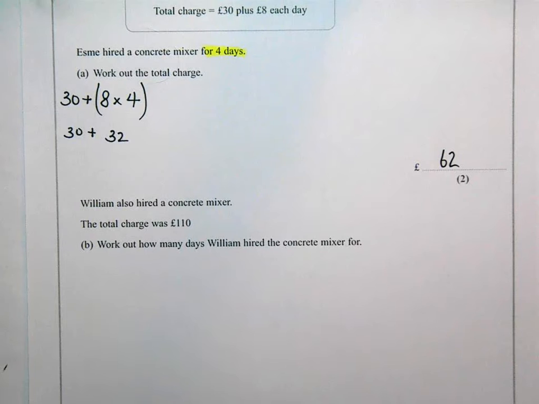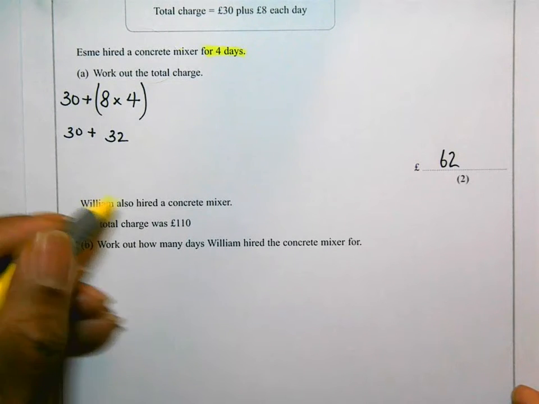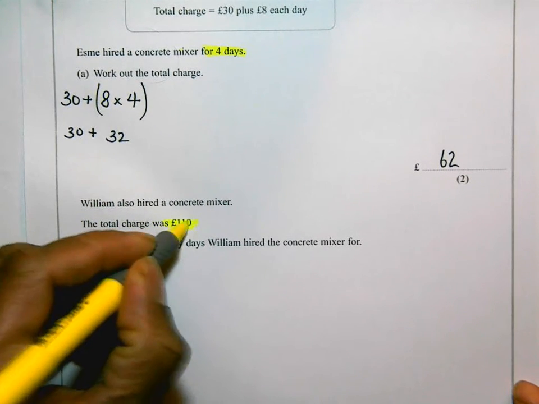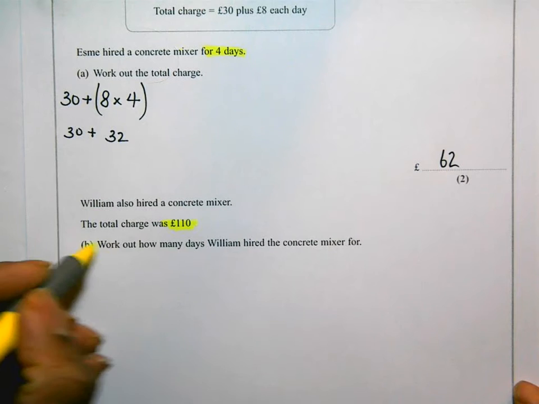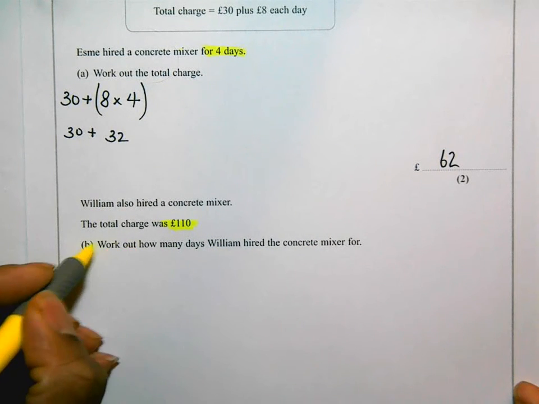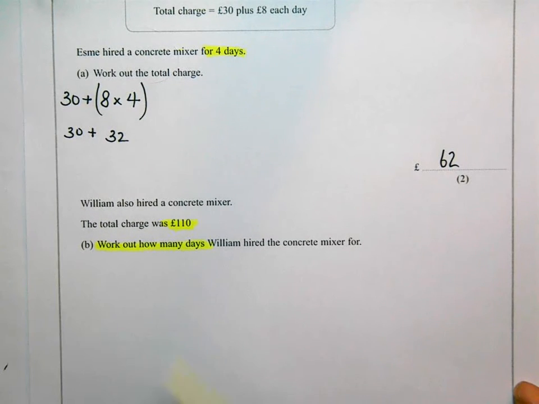Okay, looking at part B. Part B says, William also hired a concrete mixer. The total charge was £110. Work out how many days William hired the concrete mixer for. So they want us to work out how many days he hired the concrete mixer for altogether.